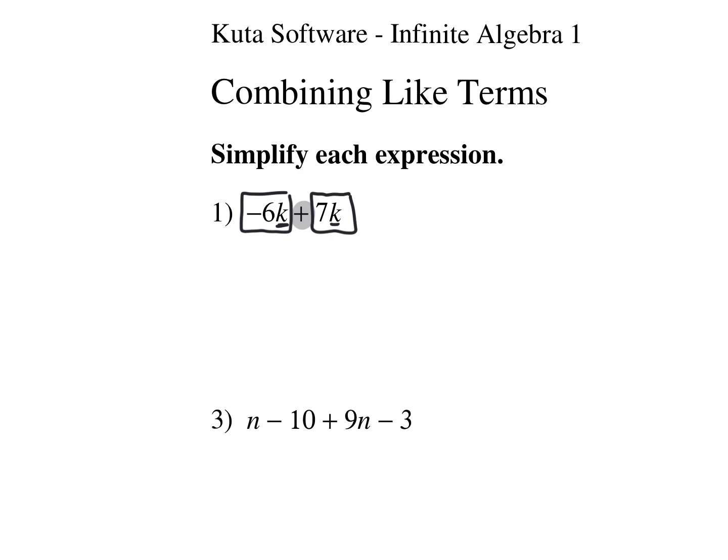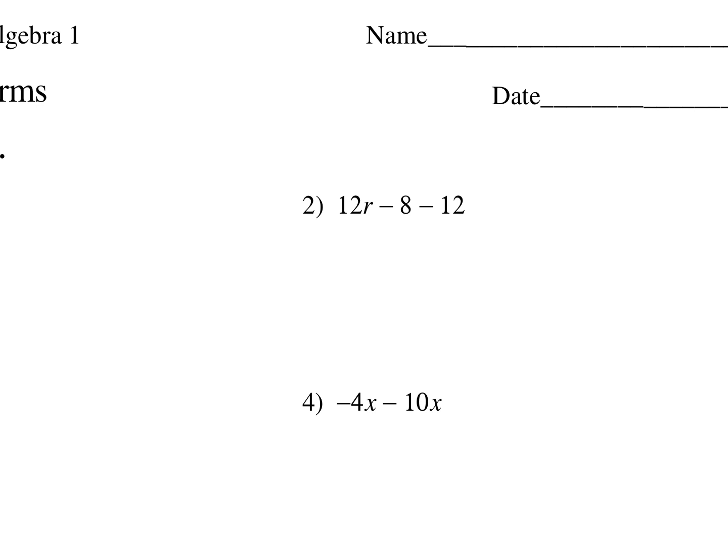Then we can combine the numerical portions of the terms. So we can take negative 6 and add it with 7. Negative 6 plus 7 is a positive 1, so we end up getting 1k, okay? Now, when you write 1k, typically we change that into just k by itself because that 1 is technically there when you just write k, all right? Let's do two more examples.